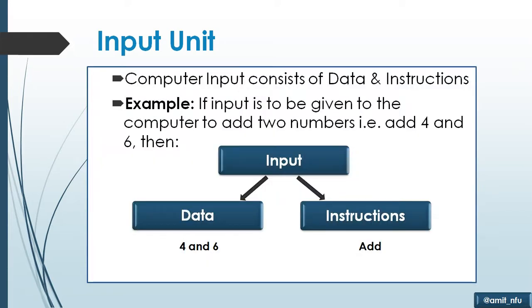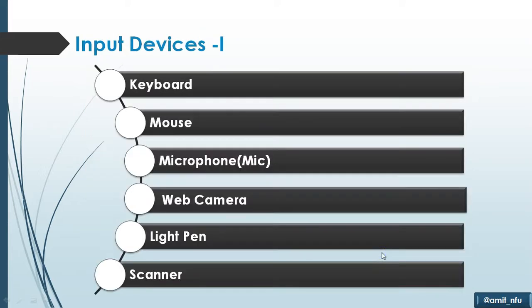Right now, if we talk about input, the computer input consists of two parts. One is the data and the other is the instruction. See here, if input is to be given to the computer to add two numbers, like 4 and 6, then 4 and 6 are our data and the instruction is add. Right. So we'll talk about the fundamental input devices first.